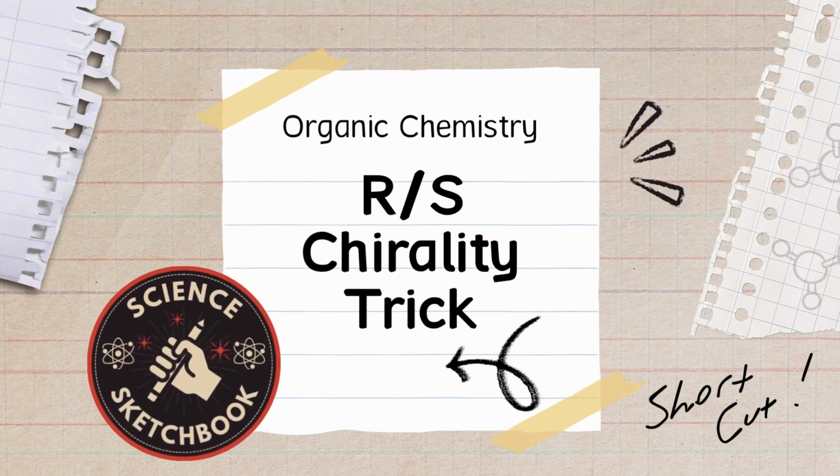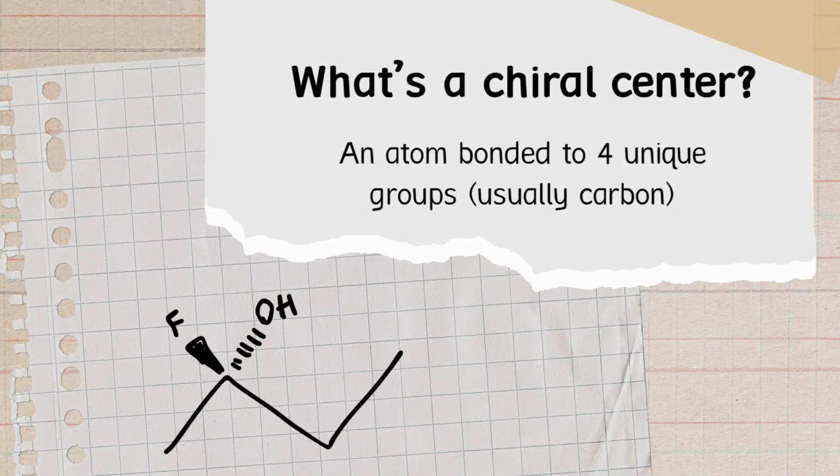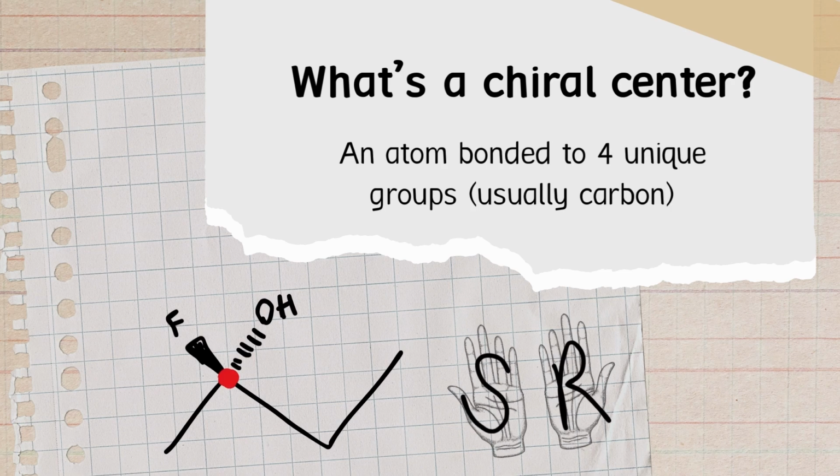Alright, quick reminder. To find the R and S configuration, you need a chiral center, which is just an atom with 4 unique groups sticking off of it. For organic chemistry 1, it's usually just a carbon. This will give the molecule a sort of left or right-handed spin. The right spin is R and the left spin is S.